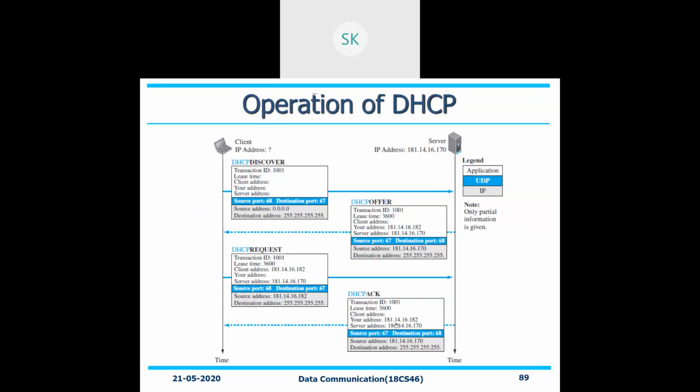It is nothing but 181. The address which will be bound here is 181.14.16.182, the address that has been bound at the client. So with respect to this address, you can have a transaction. That is what it will be made.